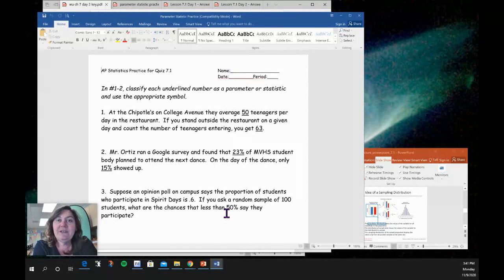It would be hard to do the symbol, so you could write X bar or mu, MYOO, I guess. You could put P hat or P. So just use some words and describe what that would be, okay? And then come back and we'll look at the answers.